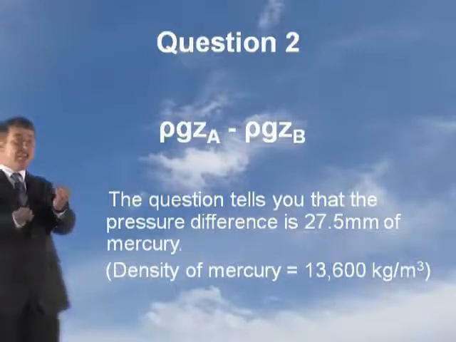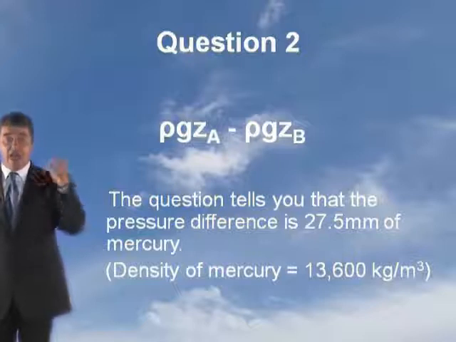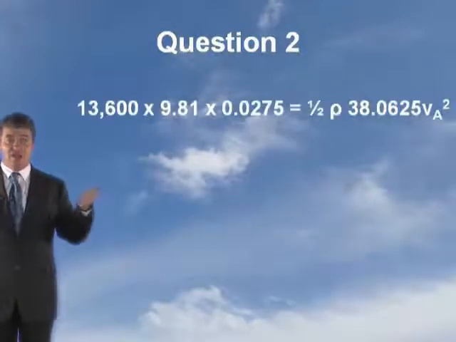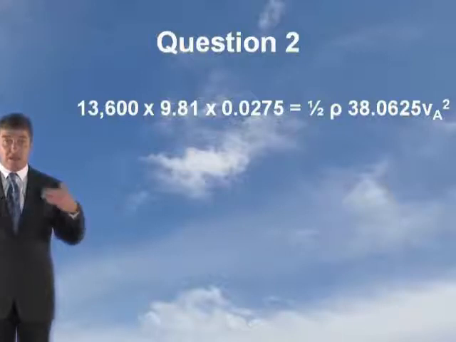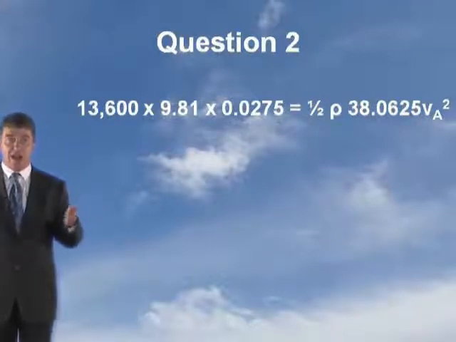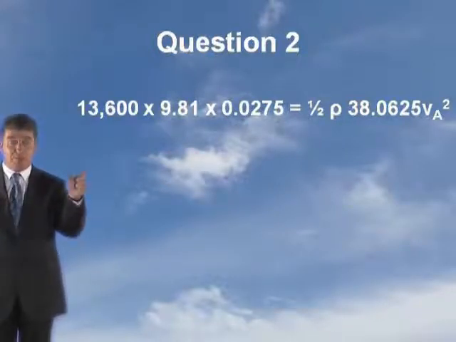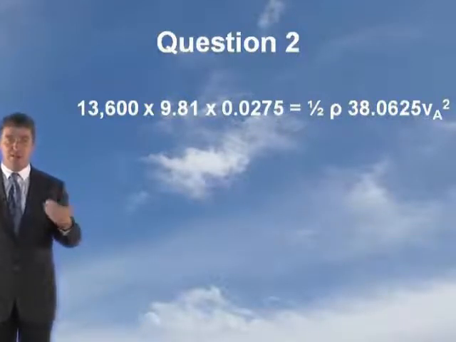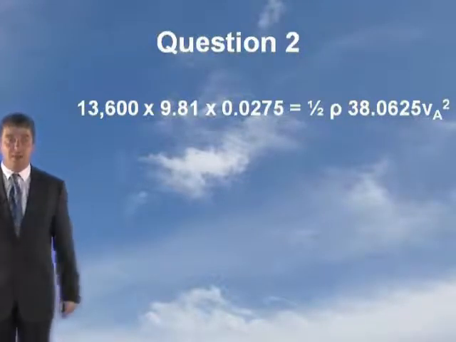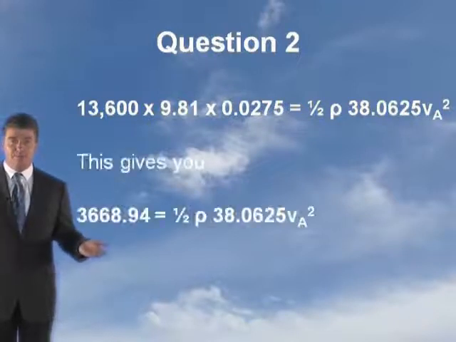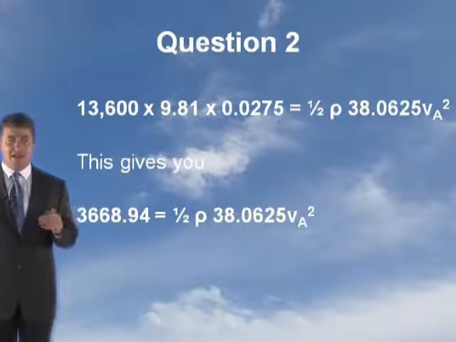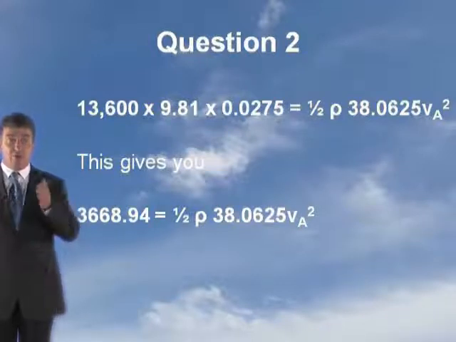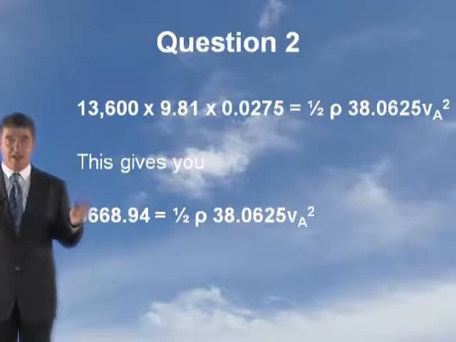That's the pressure energy. Take all that away and substitute in the head of mercury, which is 13,600 times g, which is 9.81, times, in metres, 0.0275. That's the pressure energy, that's the pressure difference. And that equals half rho 38.0625 VA squared. Do you understand? Now you've started to substitute in. If you multiply that out, it gives you 3,668.94 equals half rho 38.0625 VA squared.